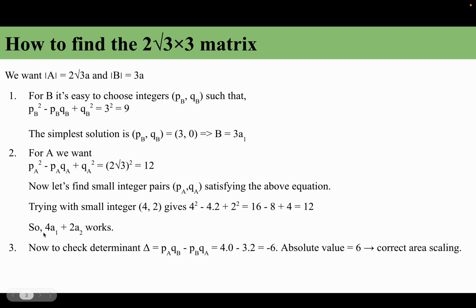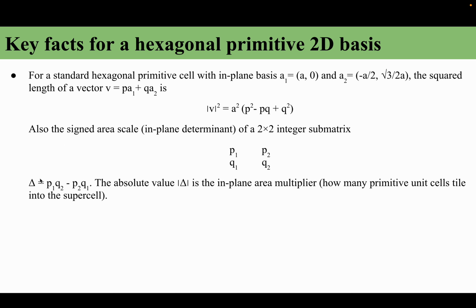Now we have 4a1 plus 2a2 for the a vector and 3a1 for the b vector. Now to check the determinant, we are going to compute pa qb minus pb qa, exactly similar to what we have written as p1 q2 and p2 q1.